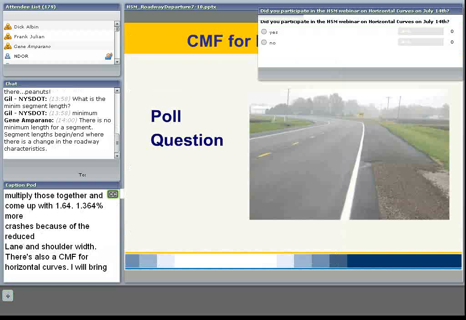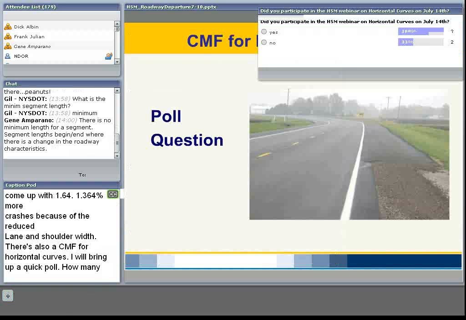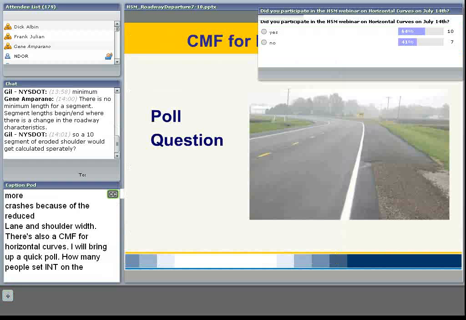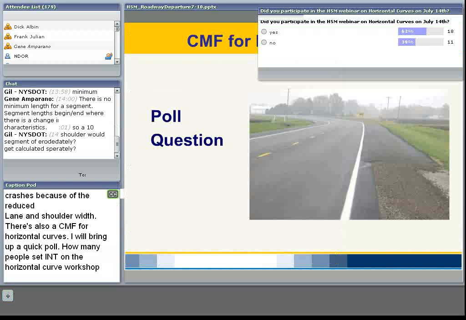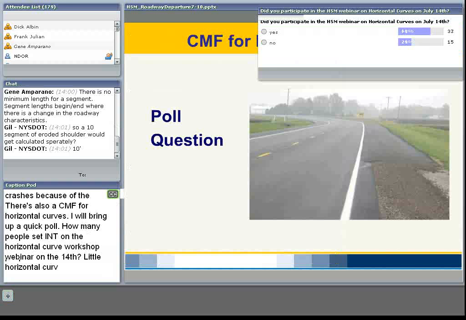Okay, so there's also a CMF for horizontal curves. And at this point, I'm going to bring up a quick poll. How many people sat in on the horizontal curve workshop or webinar on the 14th? So I'm getting some responses back. We're up a little over 20.